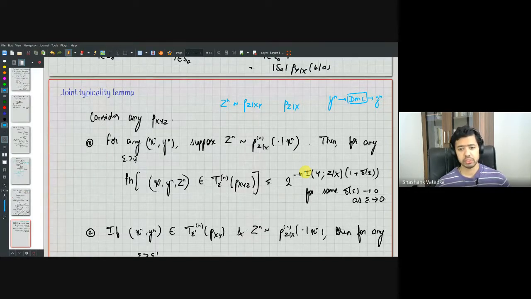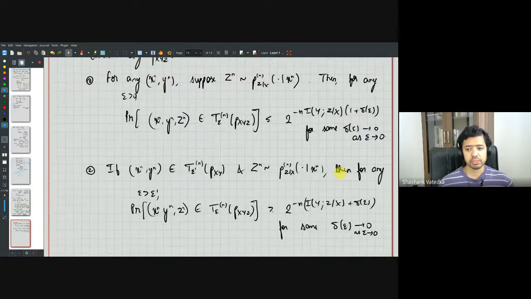So y^n is some sequence, and z^n is drawn independently of y^n. We want to know the probability that y^n and z^n are jointly typical. Or in this case, when you have another x^n, what is the probability that x^n, y^n, z^n are jointly typical? This probability is very small. It is 2 to the minus n times the mutual information between Y and Z given X. So this is one part of what is called the joint typicality lemma. It gives an upper bound on the probability of the three sequences being jointly typical.